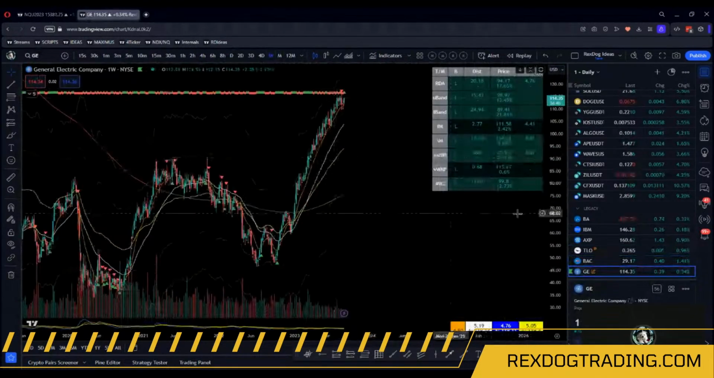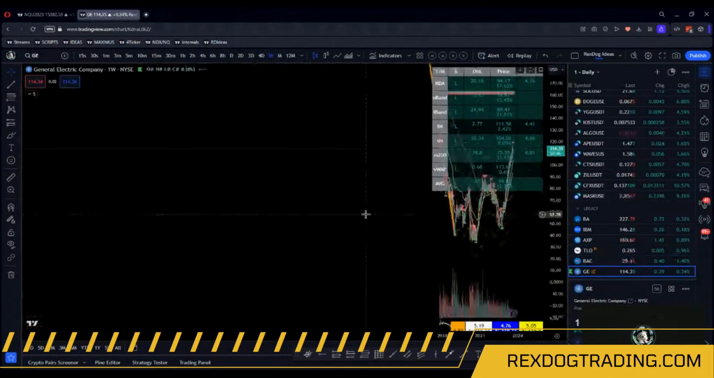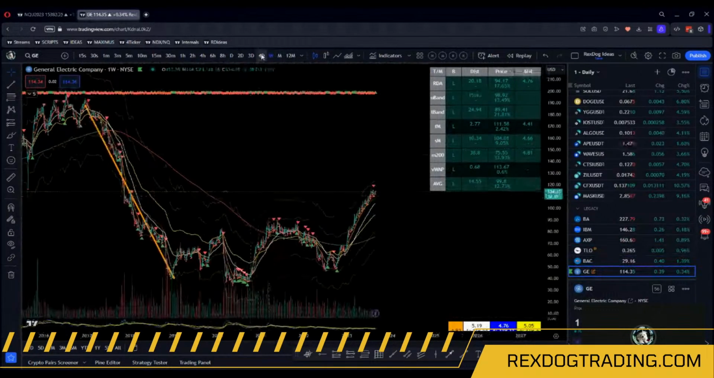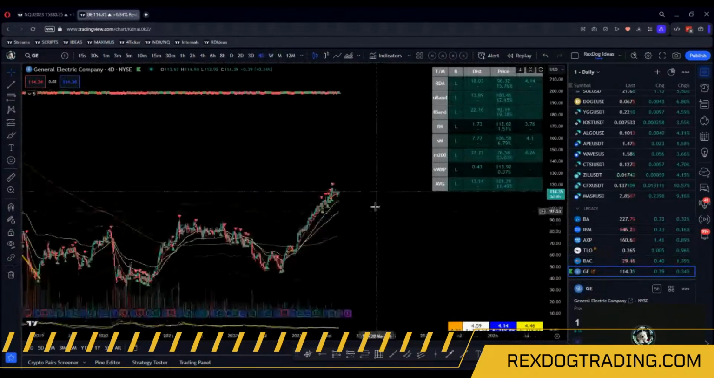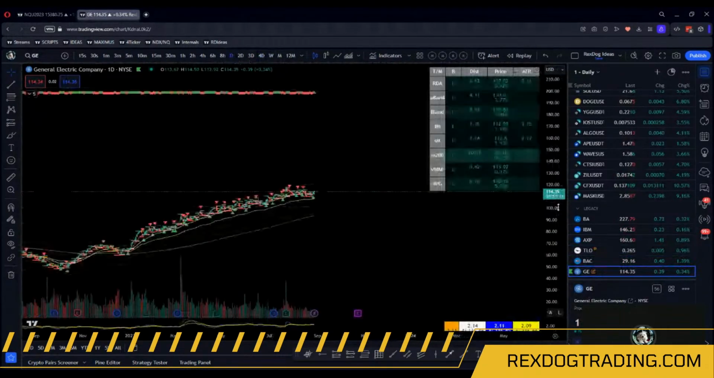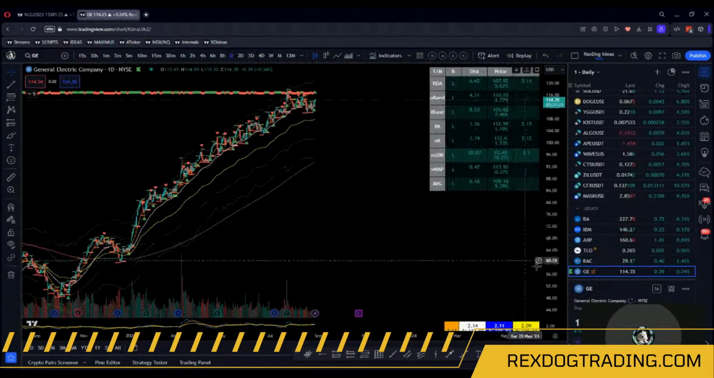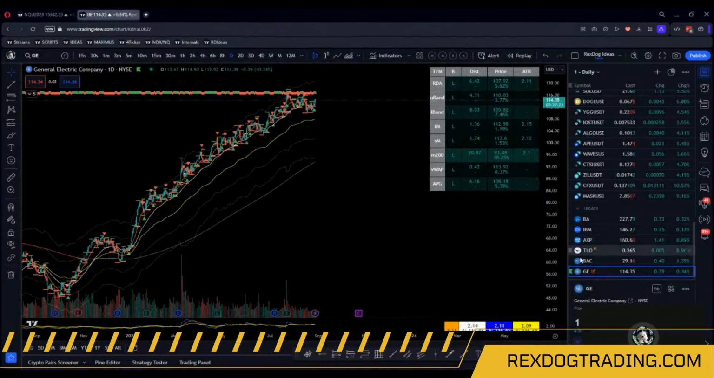GE is going for the next level up. Wow. Let's look at the 4-day. Look at the daily. Yeah. Holding momentum and bias. A lot of things are kind of in the same pattern.